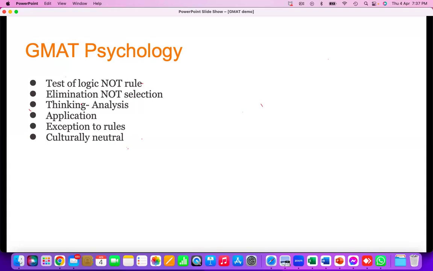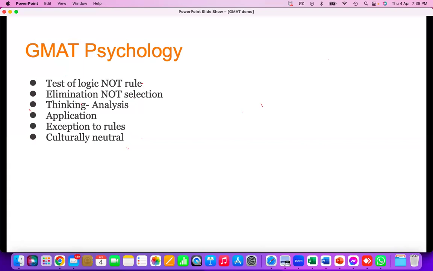Then elimination, not selection. So here it is not exactly what is the correct answer, but what is the best answer. So to reach the best answer, you need to eliminate what are not that good answers, right? So keep on eliminating, and whatever you are left with, that is your best answer, right? That's why we follow the process of elimination, not selection. You don't select the right answer, but you eliminate the wrong ones or the less correct ones.